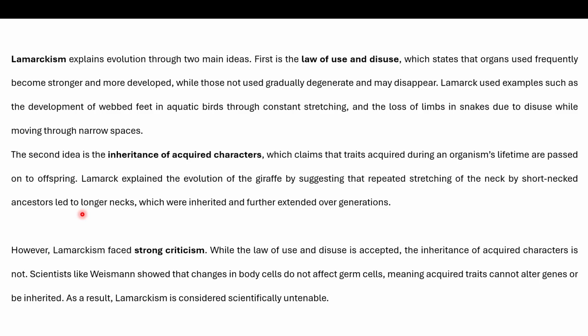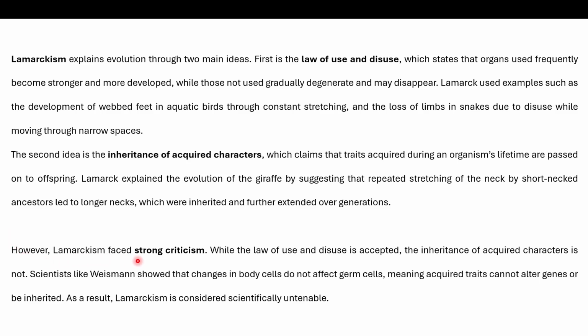He suggested that the short-necked giraffe eventually had to reach out for leaves or food present at higher heights. That repeated stretching of the neck led to the longer necks of giraffes that we see today, and this was inherited and further extended over generations.